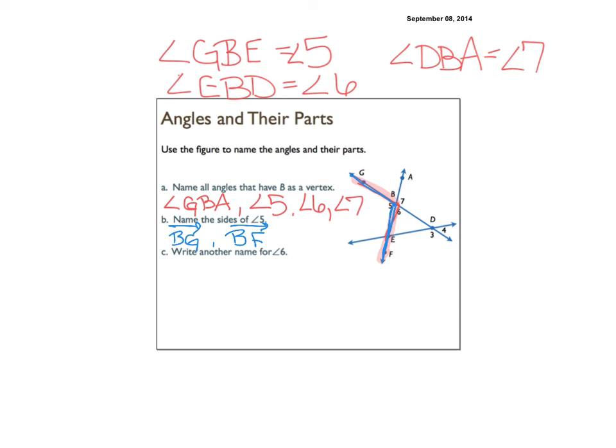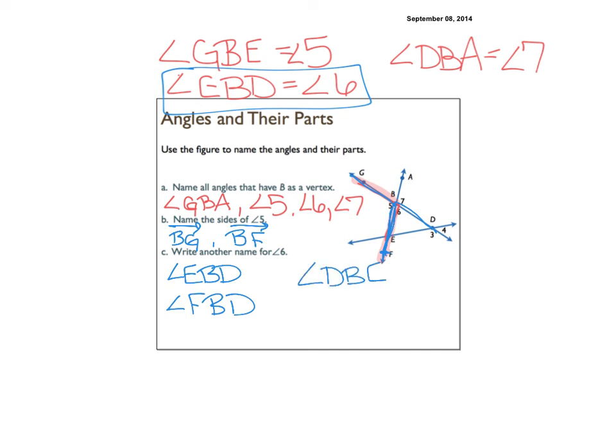All right, and then lastly, it says write another name for angle 6. Well, we already did that up here. So we could call it angle EBD. We could also call this angle FBD. All right, we could use this point, FBD. It's still talking about the same angle. It's just another point on that ray. You could also switch the letters around. So you have angle DBE or angle DBF. Again, making sure that your vertex is the middle letter in each of these angle names.